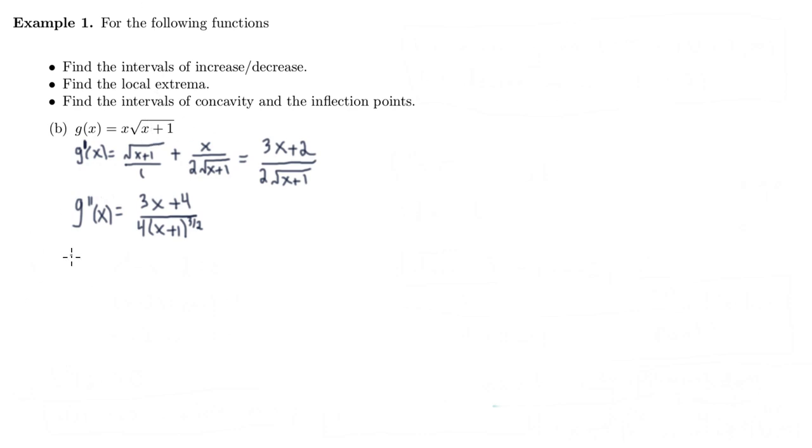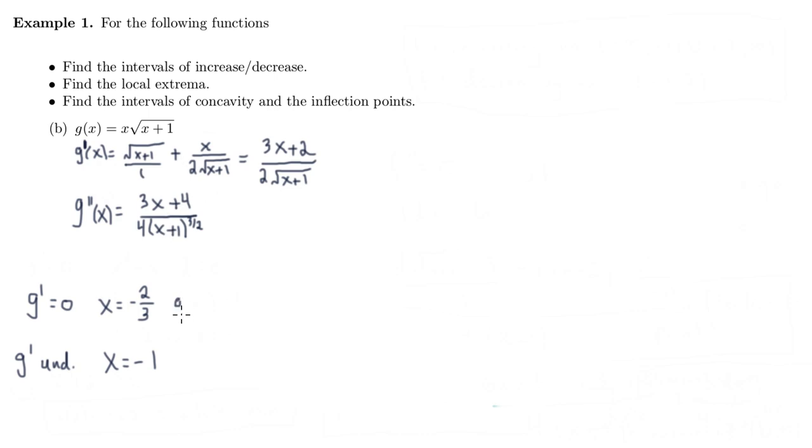For the first derivative, when does g prime equal 0? Well, that's when x is equal to negative 2/3. That's pretty easy to see. And what about when g prime is undefined? Well, that's going to be when x is negative 1. So we can use the second derivative test for x equals negative 2/3.